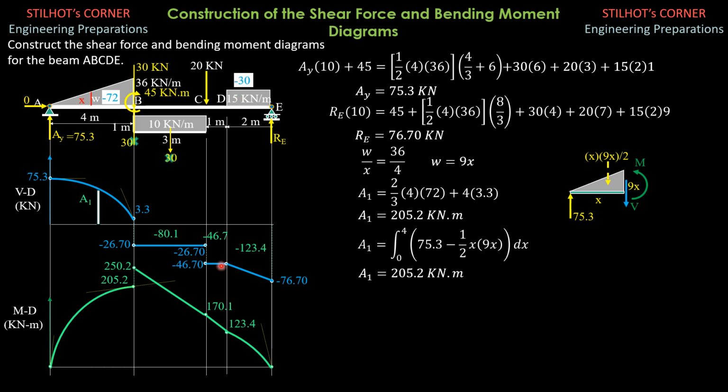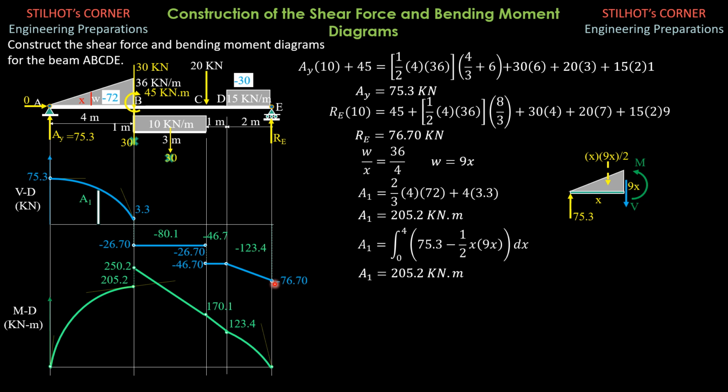So from negative 46.7 plus negative 30 is negative 76.7, which checks because RE is 76.7. Then since this is 0 degree, the slope of the shear curve is a straight line. So all you have to do is connect these 2 points with a straight line. So that's it for that shear curve.